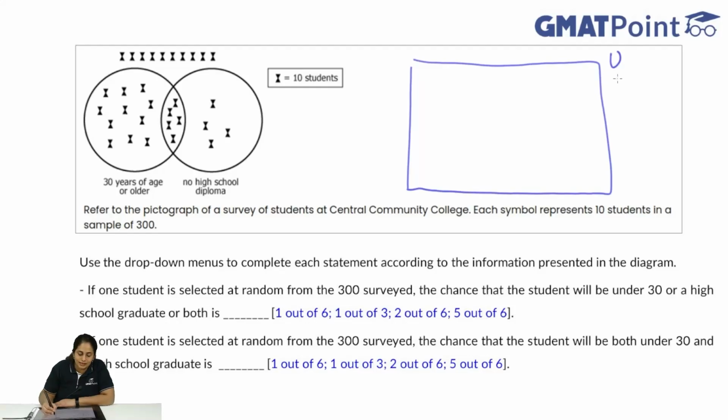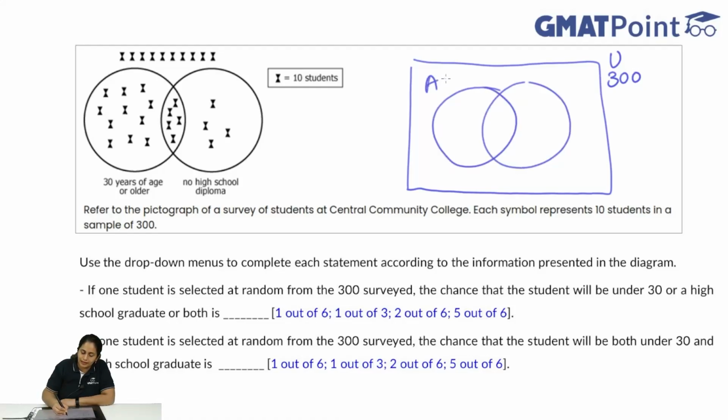So my universal set is how much? It is basically 300 students. There are 2 sets. The first set A is basically the set of students who are 30 or older. The second set B is basically the set of students who have no high school diploma. Okay. How many are there in the overlap of these two sets? So there are 1, 2, 3, 4, 5 such symbols. So each symbol is 10 students. So 5 symbols means there are 50 students.